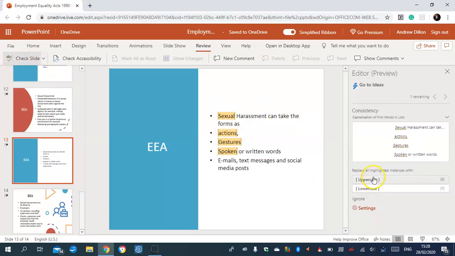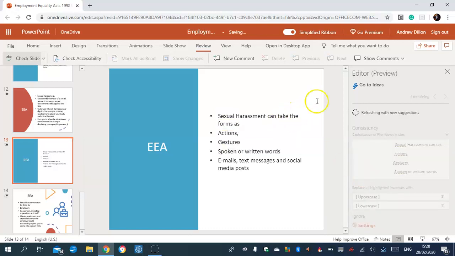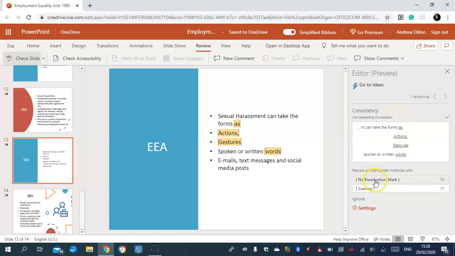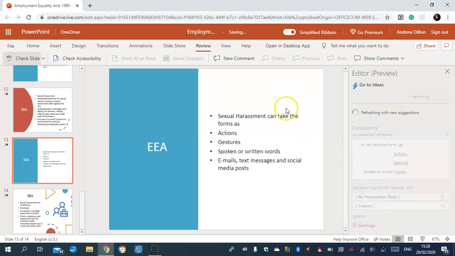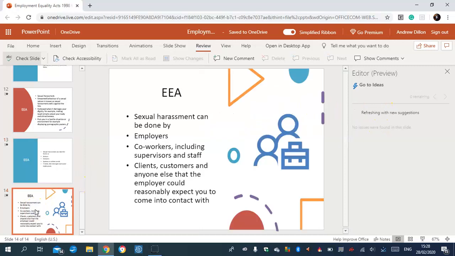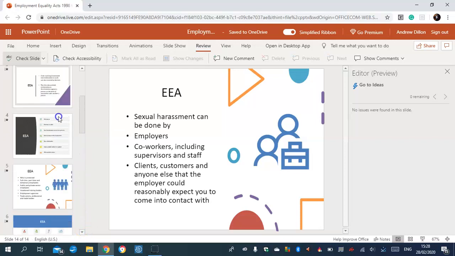Right, okay. Use uppercase. Select no punctuation mark. Now the problem is solved. Now one last slide. Right, that's it. It's all fixed and checked.